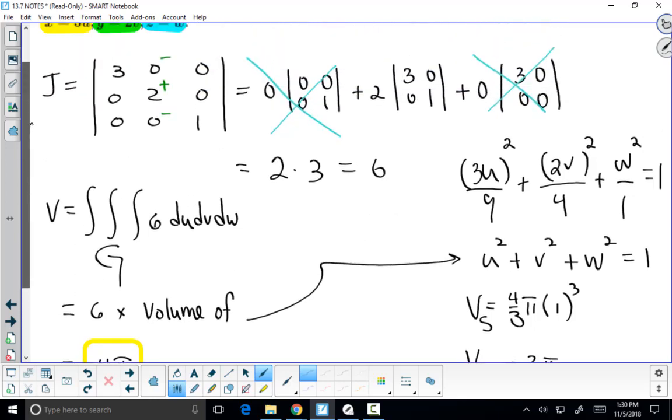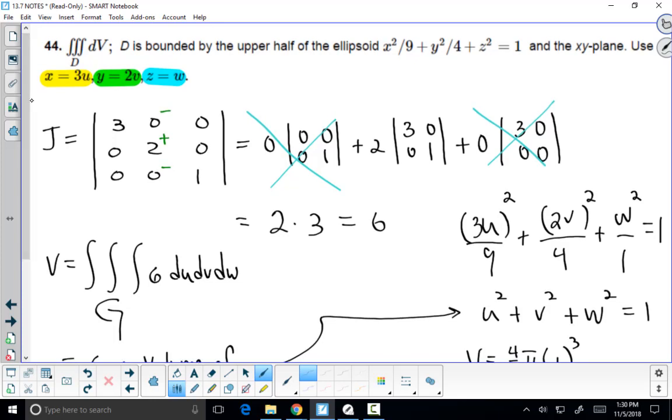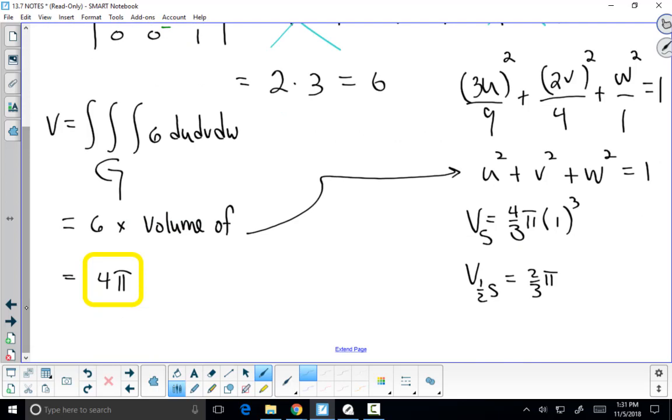So what would the letters be then? We would have a 3, a 2, and a 1 as the semi-axis lengths, half the axis length. That'd be 6. So we get 24 over 3 pi, which is 8 pi. That's the full ellipsoid. This is half the ellipsoid. So divide that by 2, and that would give us the volume of our ellipsoid. You bypass the integral completely if you know your geometry well.